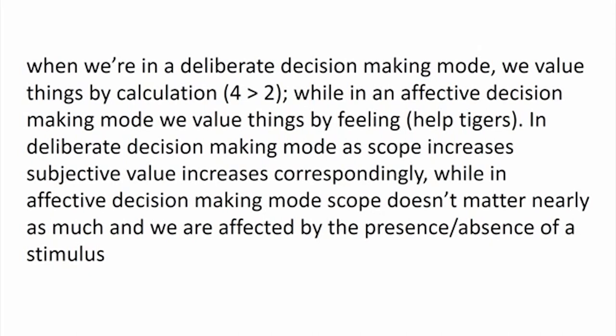It is not multiplicative. But when we are in a deliberative mode, we understand that saving 1 tiger and saving 4 tigers, or saving 2 tigers and 4 tigers, 4 tigers is more than 2 tigers. So let's give more money. And so their decision will be based on that kind of an imperative or that kind of a system.